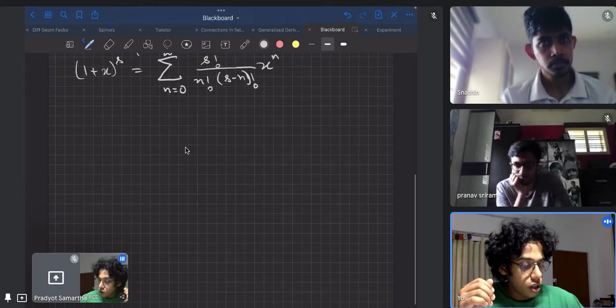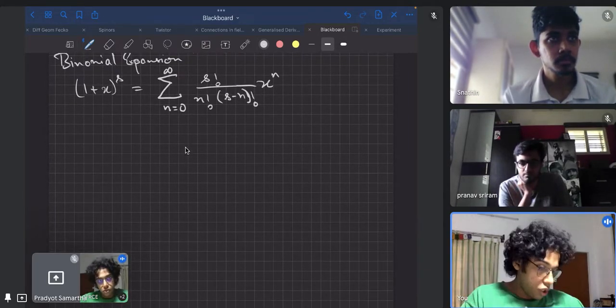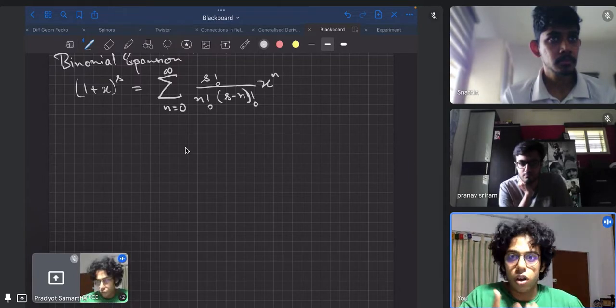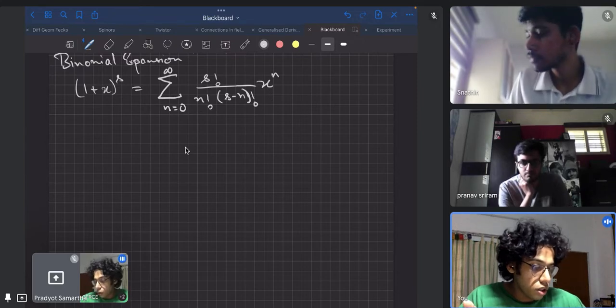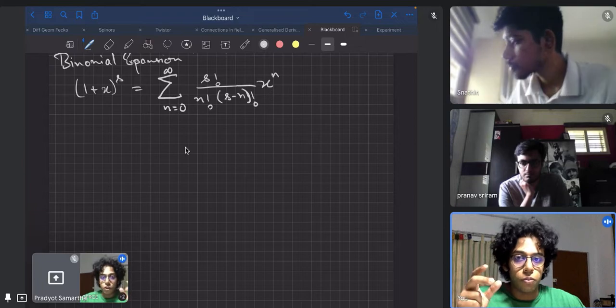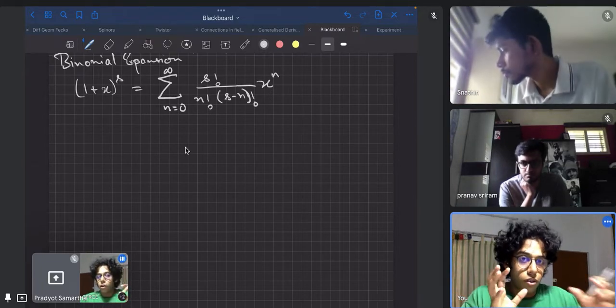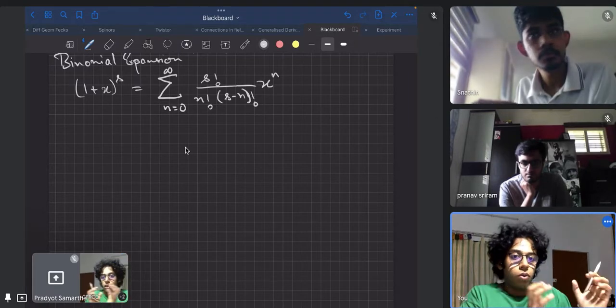So what do you need to keep in mind here? You just need to keep this particular formula in mind, and understand how this factorial arises out of the permutation and combination of the number of times you're multiplying this 1 plus x.